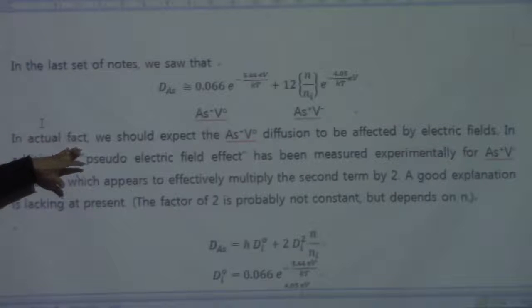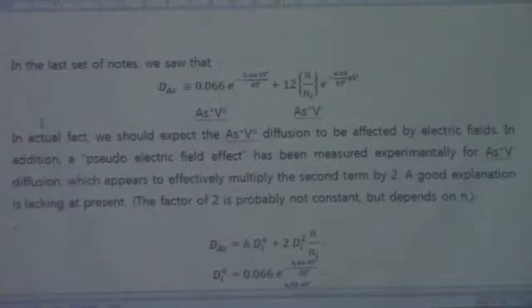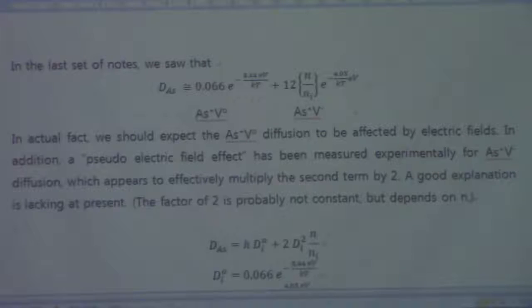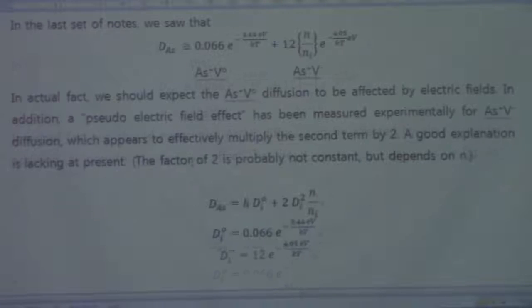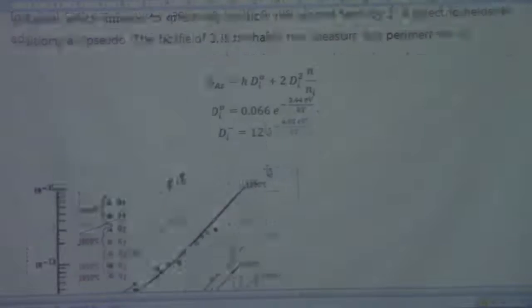And in actual fact, we should expect this diffusion term to be affected by the electric fields. It is called the pseudo-electric field effect, which says we have to use this equation experimentally. We don't know the reason. Here it says a good explanation is lacking at present, but empirically we have to use this equation so that from the experiment we can use the constant values to finalize the diffusion coefficient of the arsenic.